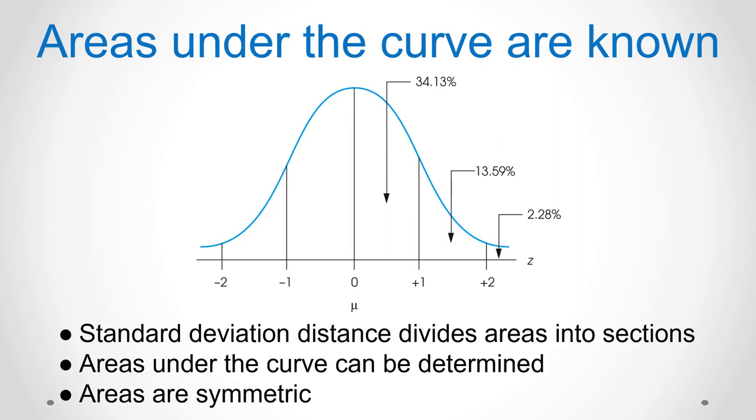The third characteristic of normal curves is that their areas are known. All normal curves are defined by their means and standard deviations. This figure shows the standard normal curve with its mean equal to 0 and its standard deviation equal to 1. The standard deviation divides areas into sections so that we can determine the area or probability under the curve at different points along the distribution. The total area under the normal curve is always equal to 1. The area under the curve has the same characteristics as probability. It varies between 0 and 1 and can never be negative.